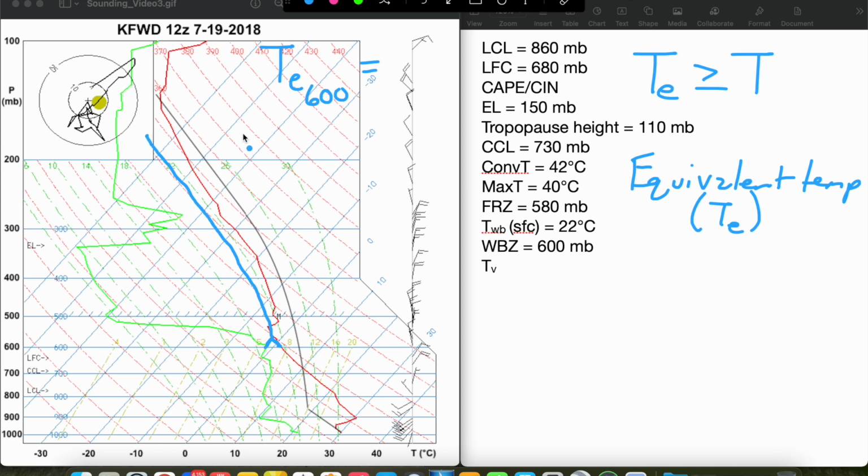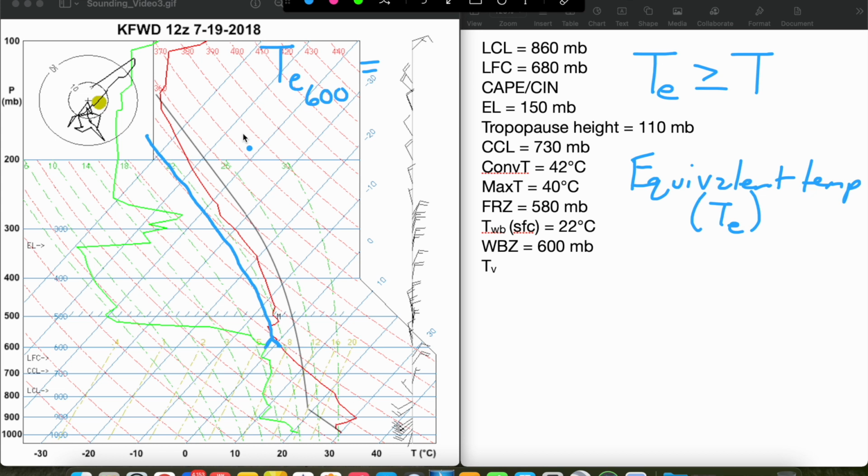So often that's something like 200 millibars. It's not that critical to pick a level to bring the parcel up to when you're finding the equivalent temperature. Just go to somewhere where the moist adiabats are somewhat parallel to the dry adiabats. I like to go up to about 200 millibars. You can go up higher. It's really not that much difference.